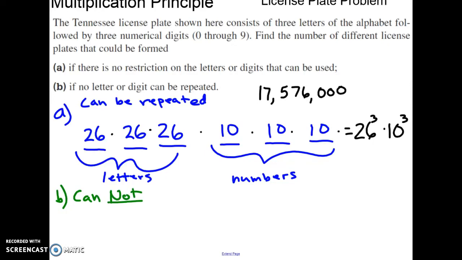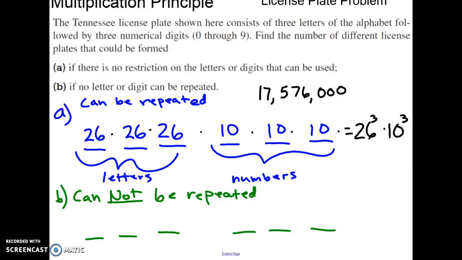So B cannot be repeated. Okay, it cannot be repeated. So we still have 3 letters out front, and we still have 3 numbers, but they can't be repeated. And this goes back to closer to what we were doing with our first example with the colors, the blue, red, and green in front.